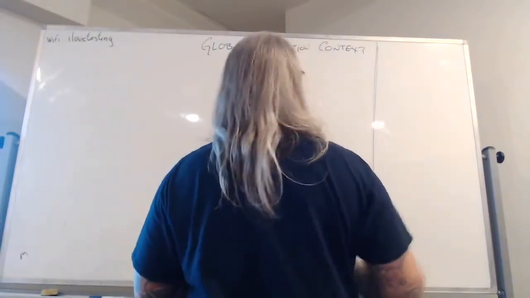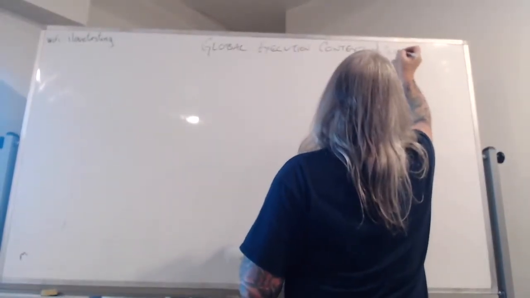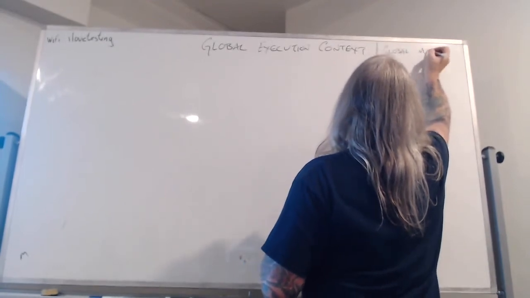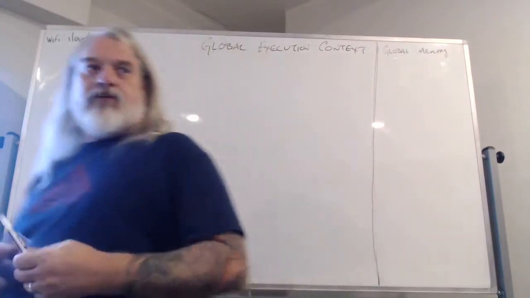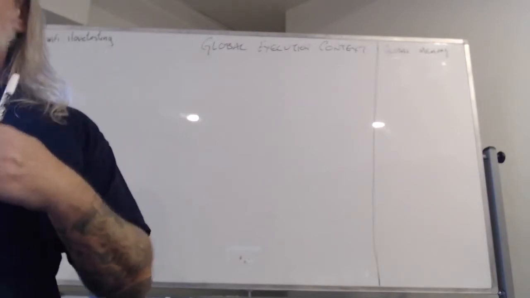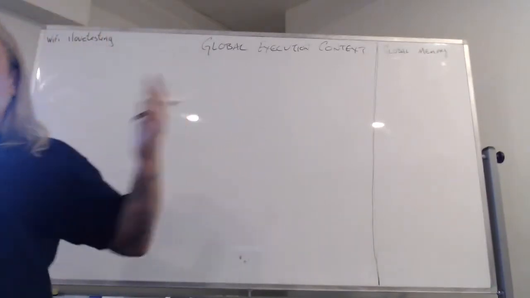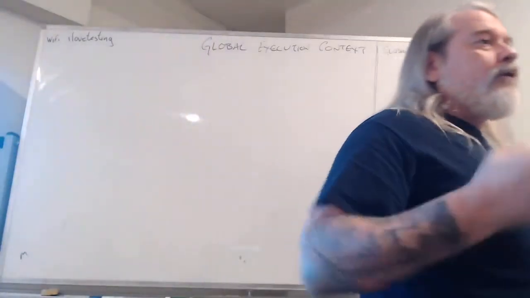Okay. All right. So it is comprised of global memory as a place to store things. We need a place to put data. So where do we put that? In global memory. This is also sometimes referred to as the heap. So the global memory.